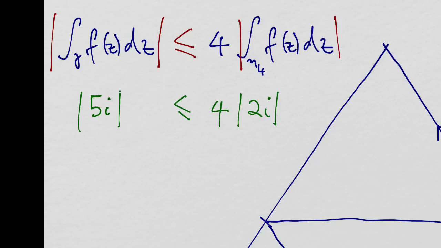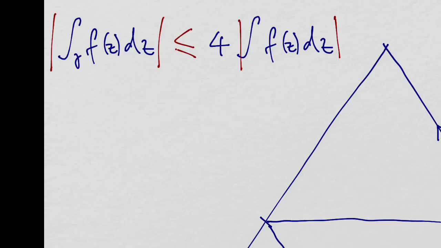Now remember that we changed the name of E to 4 to gamma 1, so if we tidy up a bit, we get the equation that the absolute value of the integral over gamma is less than or equal to 4 times the absolute value of the integral over gamma 1 of f(z) dz. Now I want to change gamma to gamma 0.